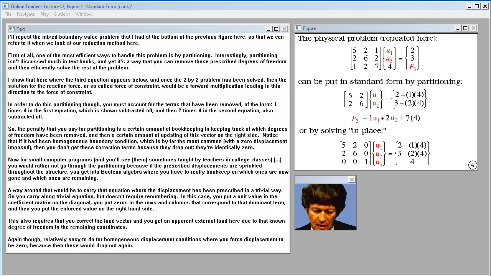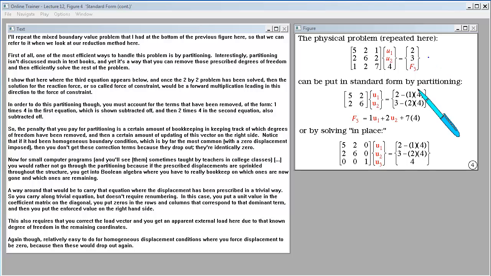I'll repeat the mixed boundary value problem that I had at the bottom of the previous figure here, so that we can refer to it when we look at our reduction method here. First of all, one of the most efficient ways to handle this problem is by partitioning. Interestingly, partitioning isn't discussed much in textbooks, and yet it's the way that you can remove those prescribed degrees of freedom and then efficiently solve the rest of the problem.